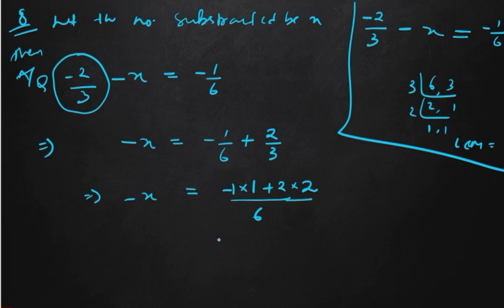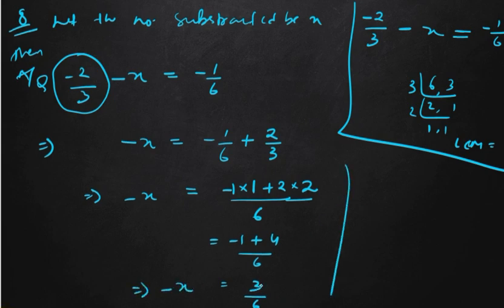So minus 1 into 1, minus 1, plus 2 is 4, divided by 6? Here it is minus plus. Four minus 1 is 3. The bigger number is 4 and the sign of 4 is plus, so we have written plus. So our minus x is 3 by 6. We can cancel it: 3 times 1 is 3, 3 times 2 is 6. Therefore minus x is equal to 1 by 2.